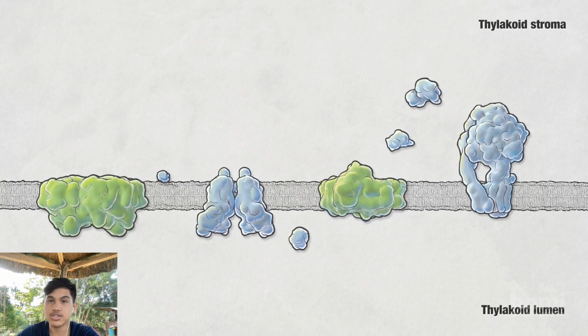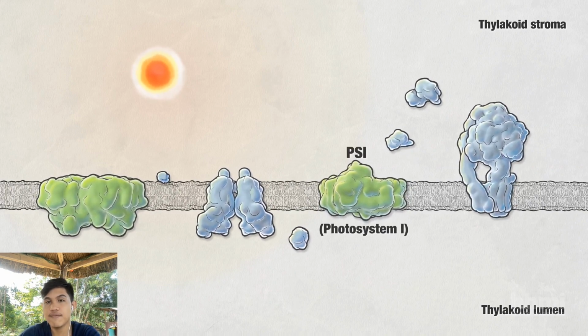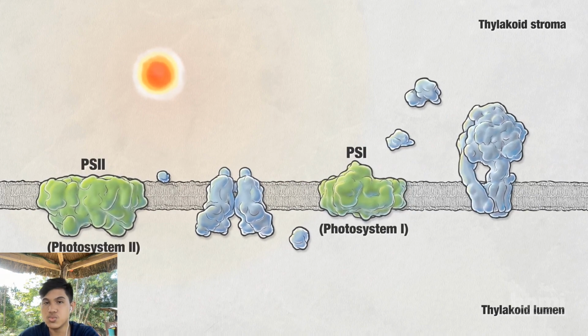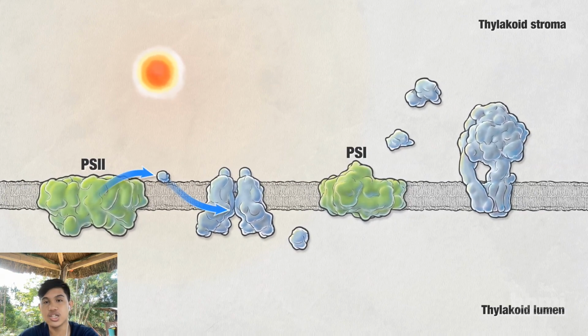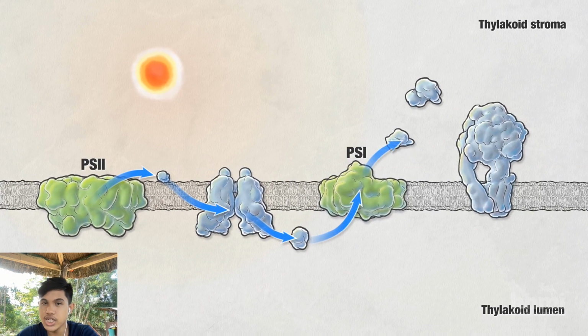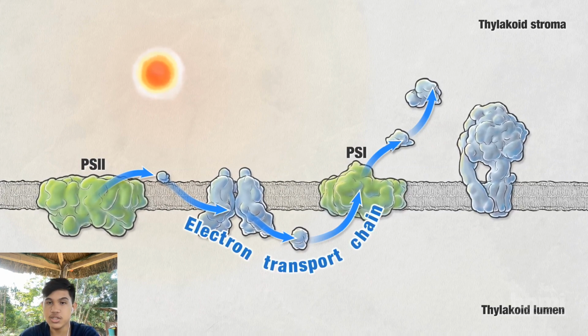The thylakoid membranes contain specialized molecules that work together to perform the light reactions. Light is absorbed by protein pigment complexes called photosystems. There are two photosystems, photosystem 1 and photosystem 2. The photosystems transform light energy to chemical energy by exciting and then shuttling electrons from molecule to molecule in a chain-like fashion on the thylakoid membrane. This process is called the electron transport chain.